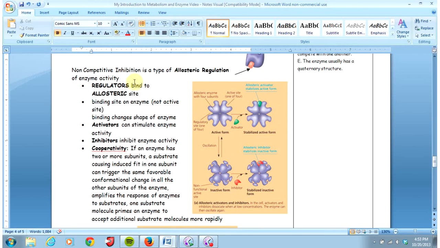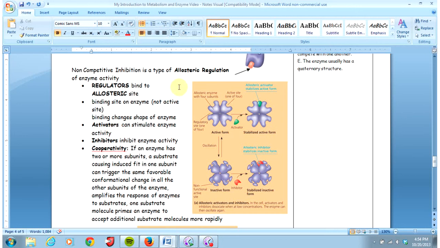Allosteric regulation involves any molecule called a regulator that binds to a different site on the enzyme, not the active site. And as I said before, we call that different site an allosteric site. We've got two types: the inhibitors, the non-competitive inhibitors that we mentioned before, and activators. Activators bind to the allosteric site and they make the active site more receptive to substrate molecules coming in.